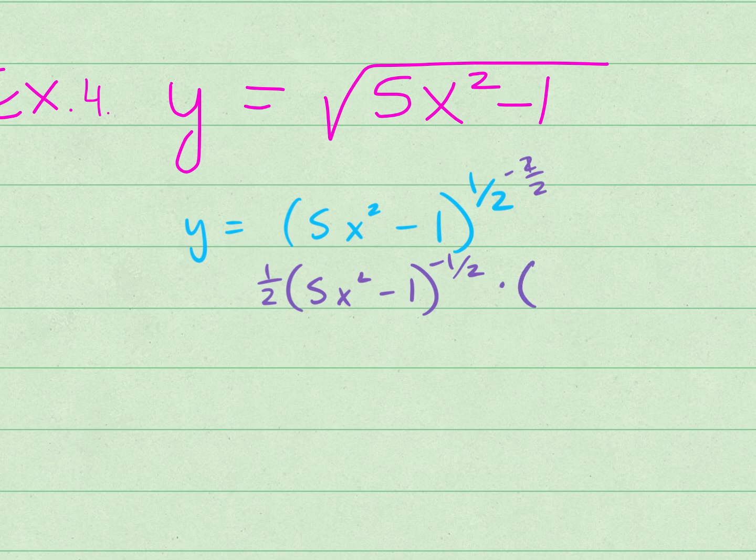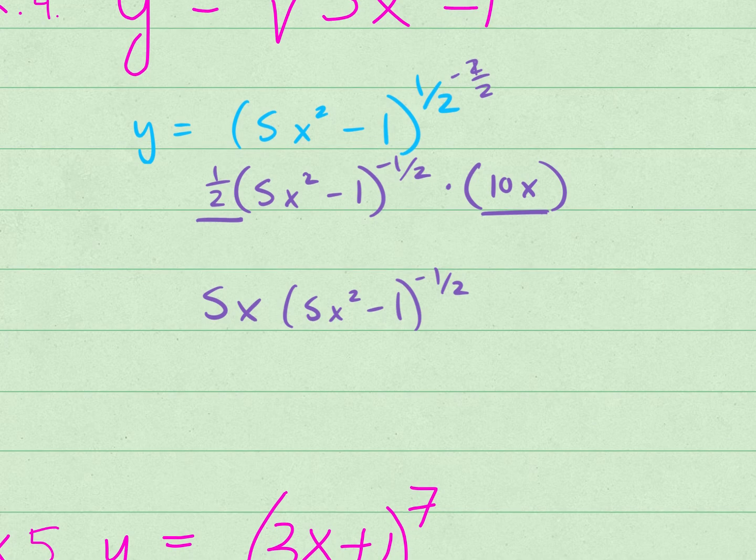Then we multiply that times the derivative of the inside. So we take the derivative of the outside, the inside parentheses stay the same, but then we have to multiply it by the derivative of the inside. What's the derivative of 5x squared minus 1? 10x. We can simplify this a little bit more. What is 10x times 1/2? 5x. 5x times 5x squared minus 1 to the negative 1/2 power.